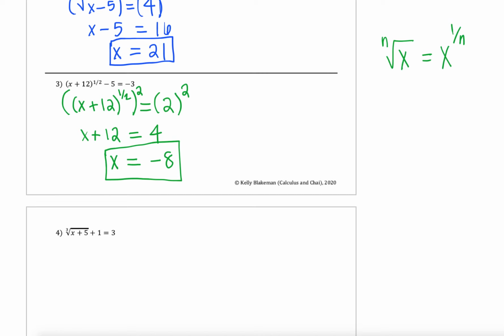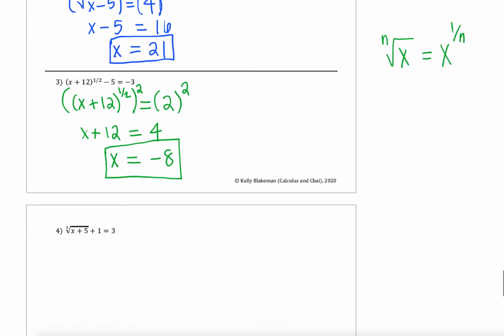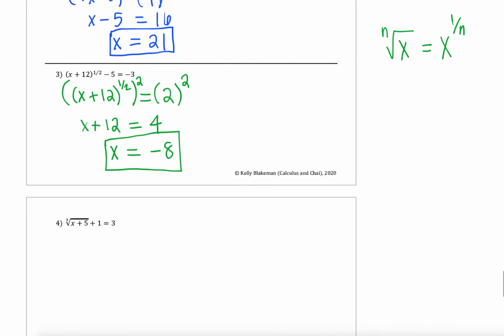So in example 4 here, we end up with the cubed root this time of x plus 5, plus 1 equals 3. So this is going to be a little bit different just because we have a cubed root. But our process as we're going through them is still going to be the same. Our goal is to isolate the term with the radical. So to do that, I need to go ahead and subtract the 1 to the other side. So we end up with the cubed root of x plus 5 equals 2.